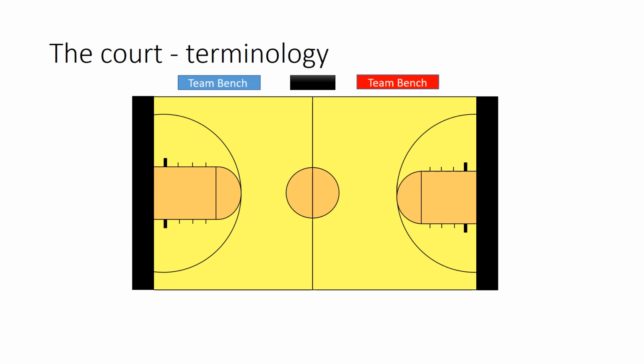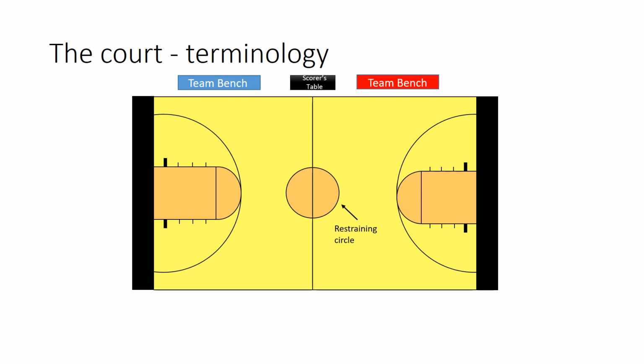The team bench is the area where each team sits. Players should be seated when not playing on the court. In between the bench area is the scorer's table. The scorekeeper will sit here. This is where officials will be looking when they report fouls. This is also the general area that substitutes come to when they would like to enter the game and replace a player. Here we have the restraining circle.